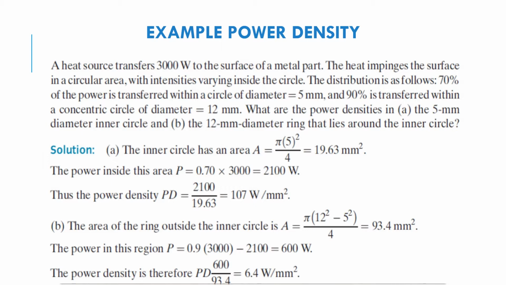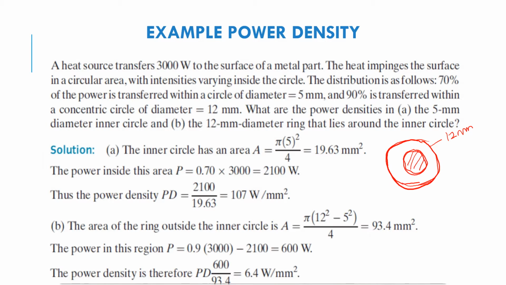If you want to illustrate it so that you can understand, take for example these two circles. The first one is 5 mm and this one is 12 mm. For the first one, the power is supplied to this 5 mm diameter area, and after that is the 12 mm area. So let's see A first.